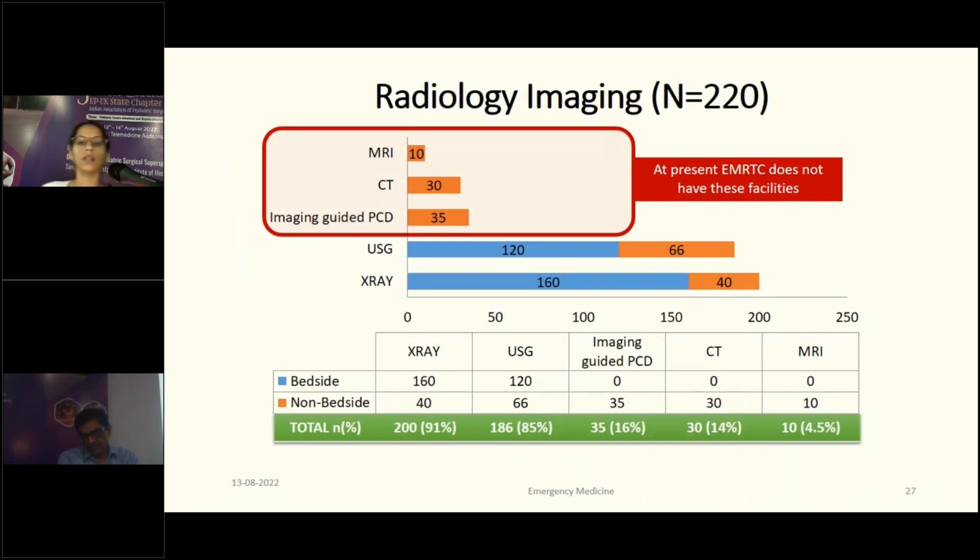We now discuss the radiological imaging that was performed on the patients during their ED stay. 200 patients underwent X-ray imaging, 186 patients underwent ultrasound imaging, 35 patients underwent imaging-guided PCD, percutaneous drainage, 30 patients underwent CT imaging, and 10 patients underwent MRI imaging.